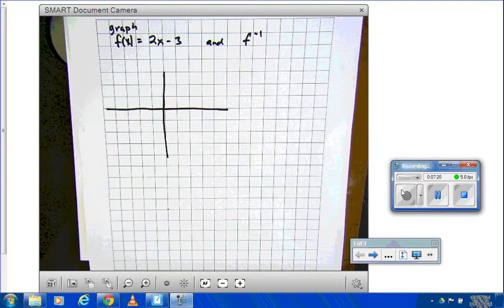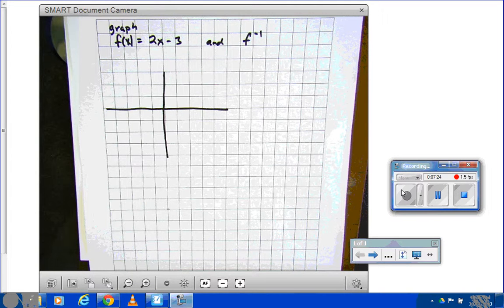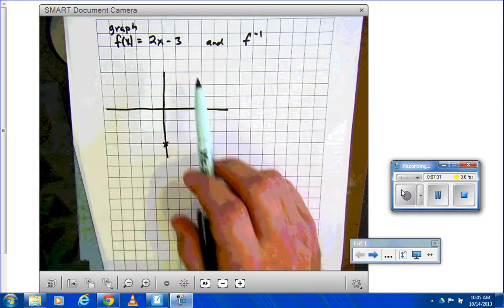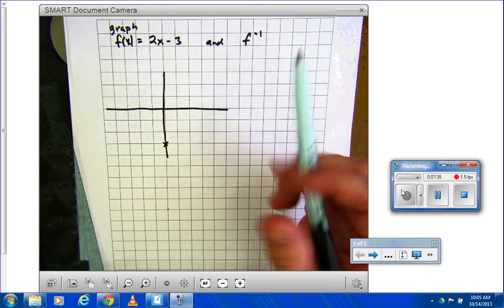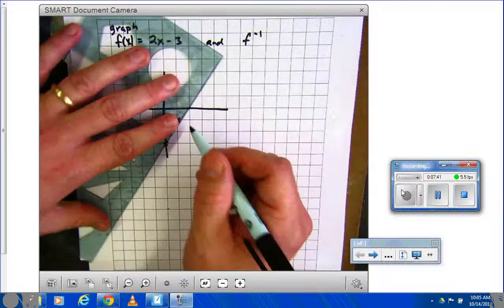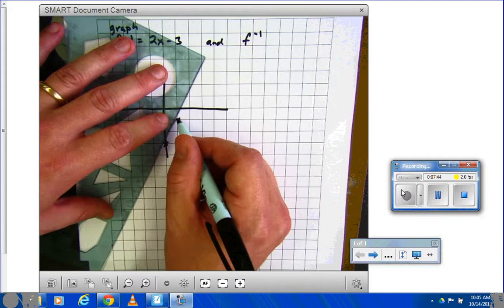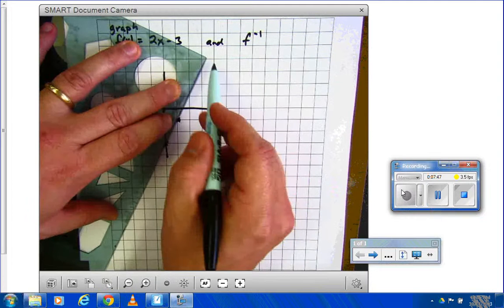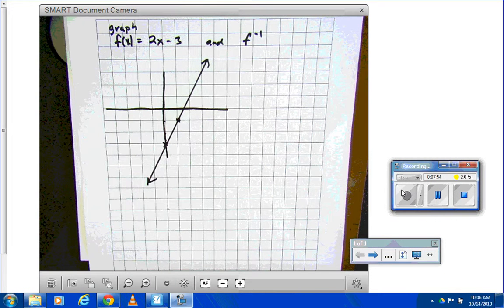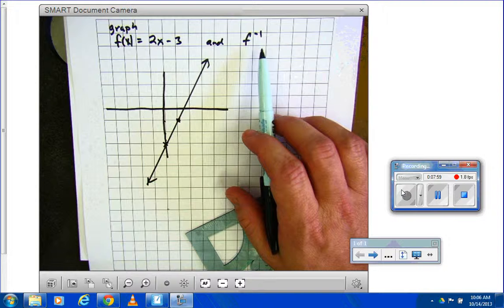All right, so walk me through graphing that. That's just a simple line. Where do we go first here? Down 3 at our y-intercept. Yeah, there's negative 3. Yeah, rise 2, run 1. So go up 2, run 1, and then there's our graph. Okay, now there's the function. Now we're going to see if we can graph the inverse.